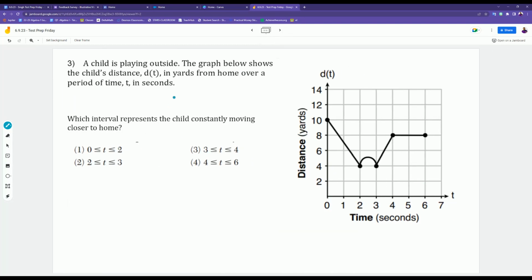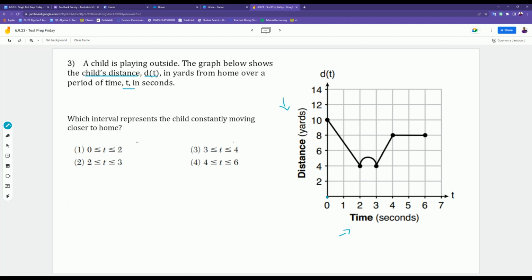Going to number 3. A child is playing outside. The graph below shows the child's distance, d of t, in yards from home over a period of time, t, in seconds. Which interval represents the child constantly moving closer to the home? If I look at my x-axis, I notice our x is time. If I look at our y-axis, I know the y-axis is distance.